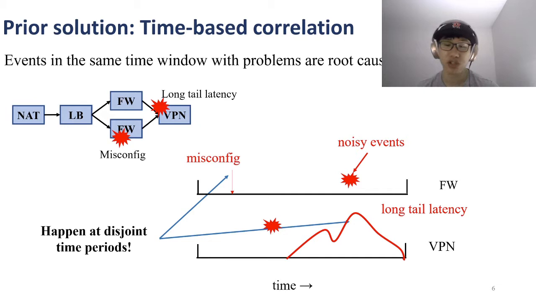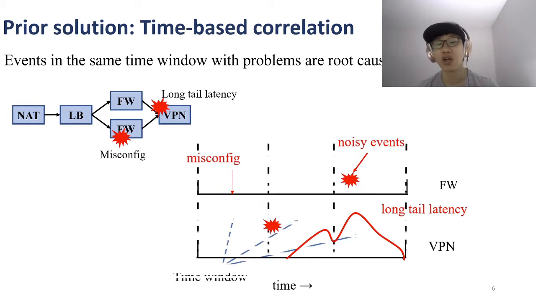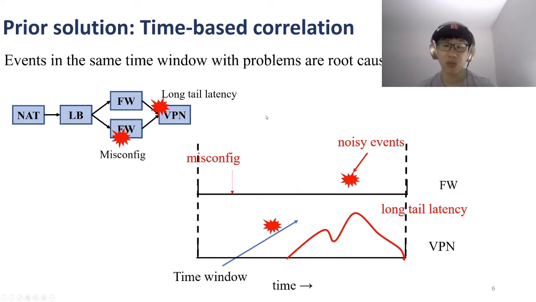In this situation, it's really hard to define a fixed time window size. If the time window is too small, we can miss the causal relation between the misconfiguration and the long latency. If the time window is too long, it could include a lot of different noisy events, which makes it hard to identify the correct causal relation. This example shows why diagnosis in NFV is uniquely challenging because of the microsecond level events.